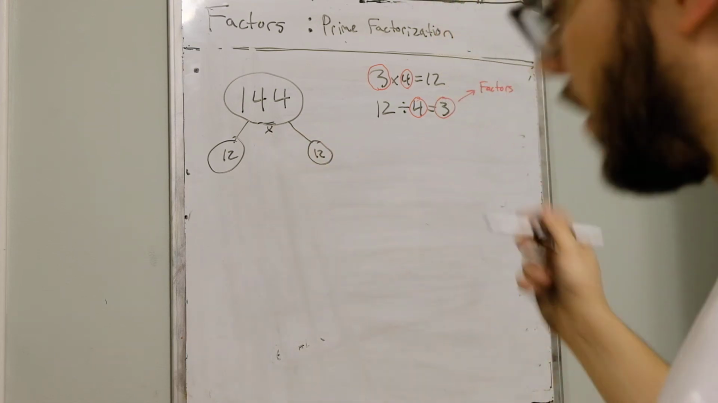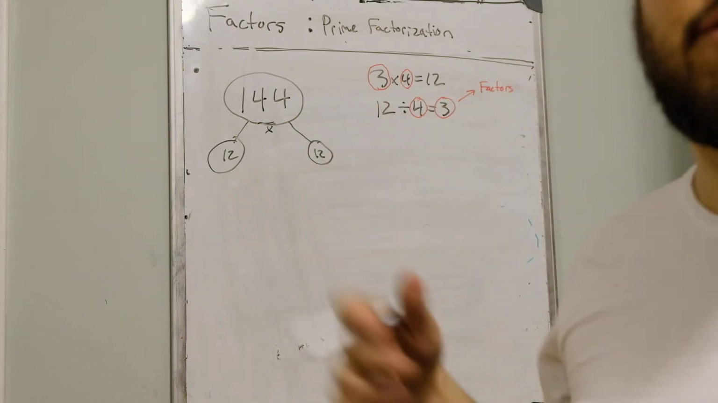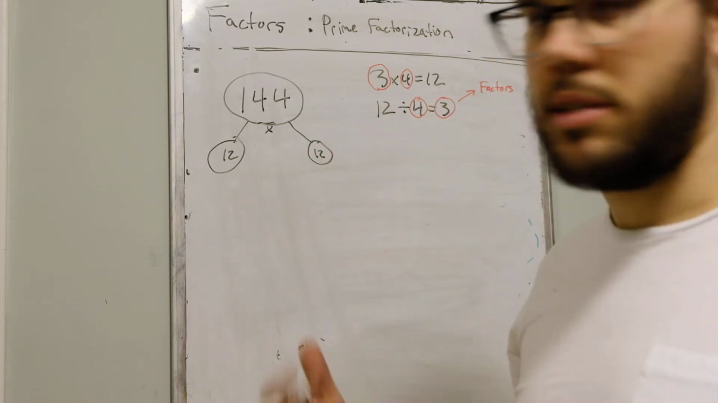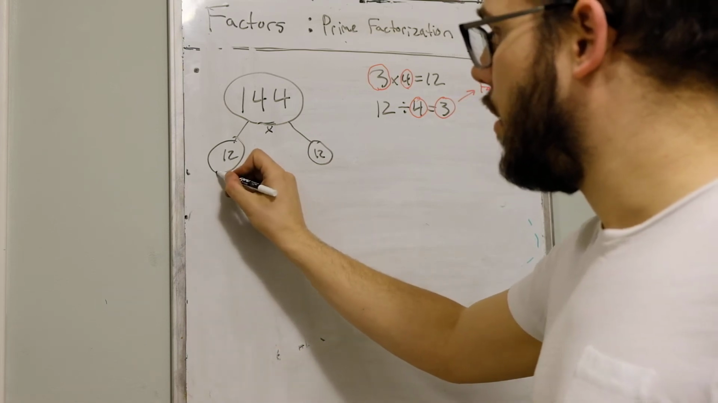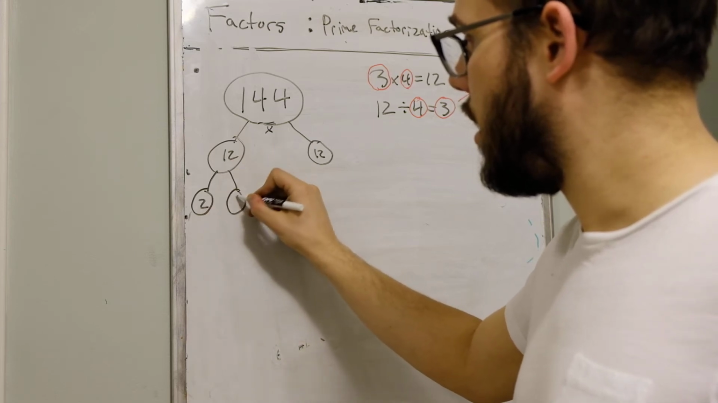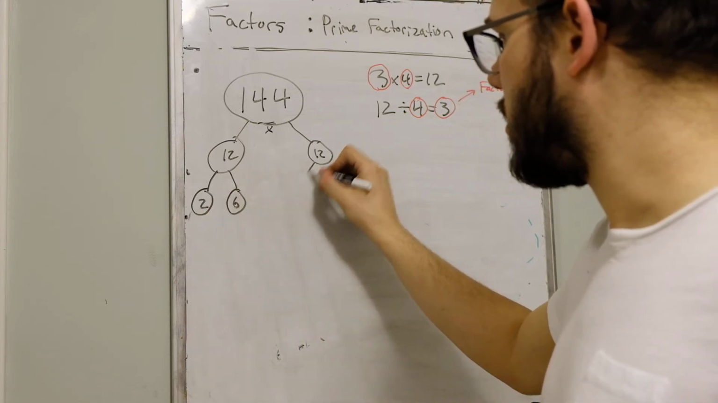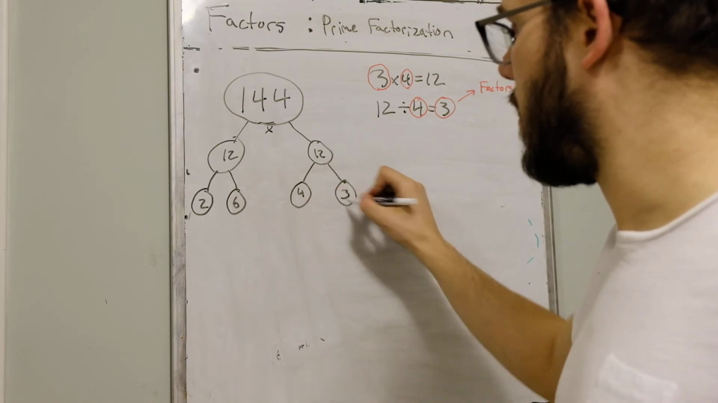Okay, the next thing we're going to do is, we're not done, because 12 can still be factorized. It can still be broken down, right? It's not a prime. So we're going to keep going. Let's break this maybe into a 2 and a 6. And let's be creative over here. Let's break this one into a 4 and a 3.